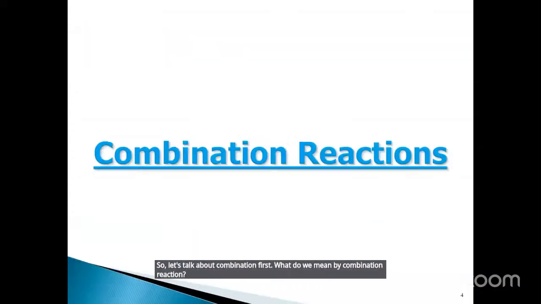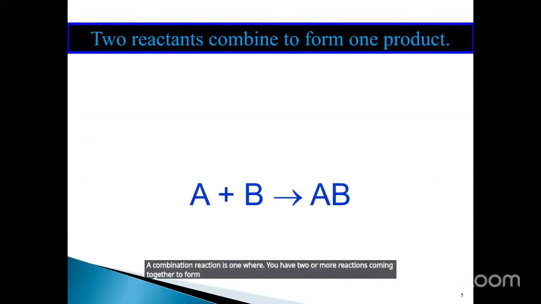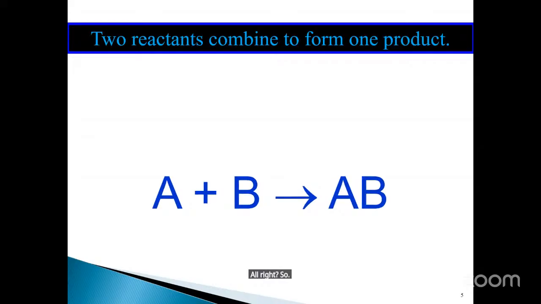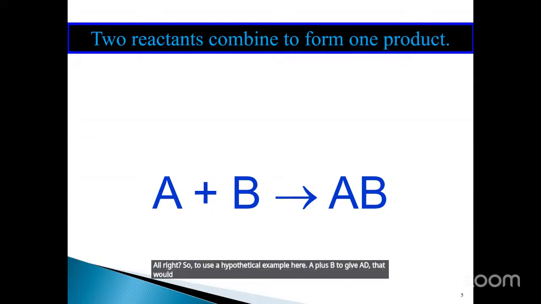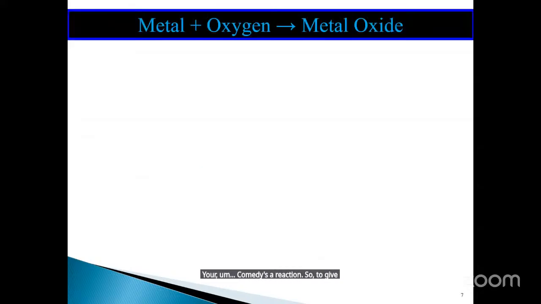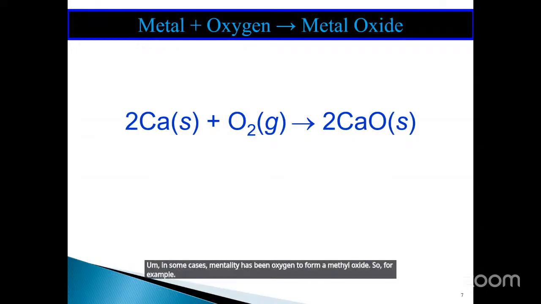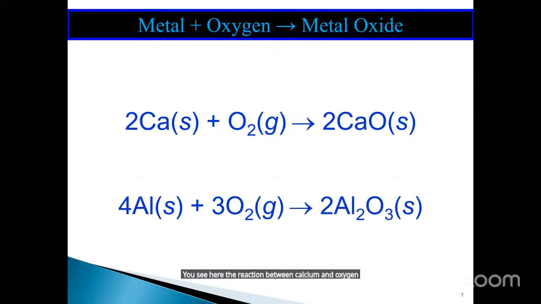A combination reaction is one where you have 2 or more reactants coming together to form one product, all right? So to use a hypothetical example here, A plus B to give AB, that would be your combination reaction. So to give some real examples, in some cases, metals will react with oxygen to form a metal oxide. So for example, you see here the reaction between calcium and oxygen to form calcium oxide, and aluminum and oxygen to form aluminum oxide. In both cases, you have 2 substances coming together to form one product, right?